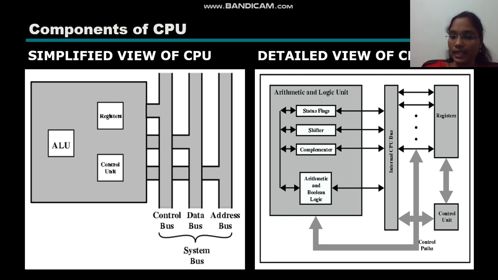And also we have other control paths communicating between the ALU and the registers. So these are the major components of the CPU: the ALU, the registers and the control unit. The registers are temporary storage which helps to carry out the operations done by the ALU.